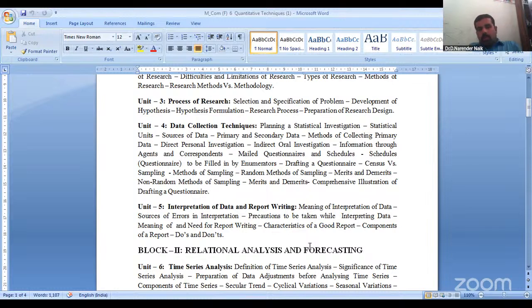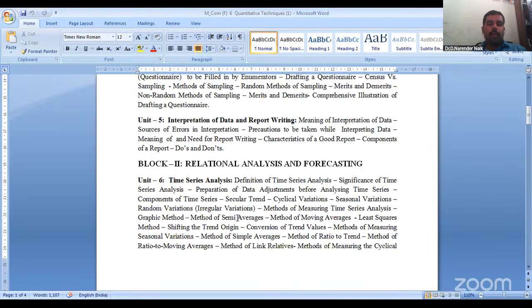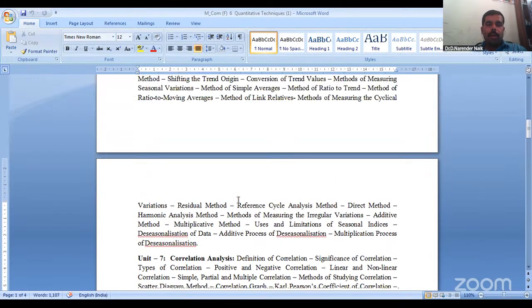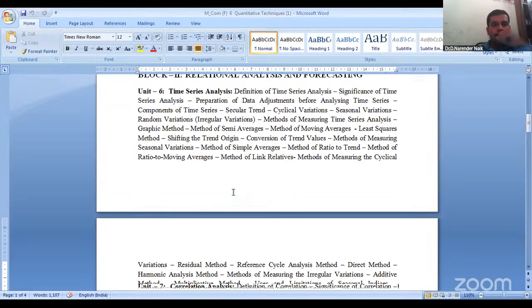Okay, the next one is meaning and need for report writing here. Then characteristics of a good report, components of report, do's and don'ts. Okay, so this is completely block number 1. Then next coming to block number 2. So slowly we are entering into the problematic part here. So here, time series analysis.